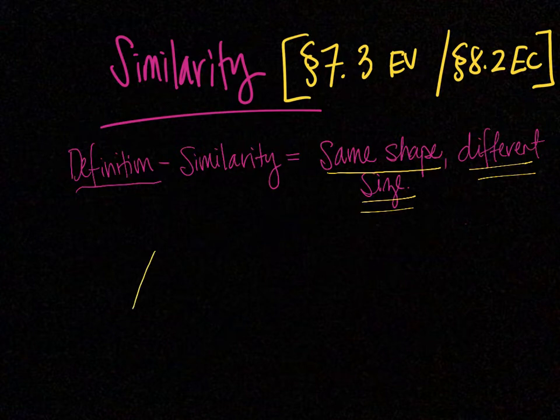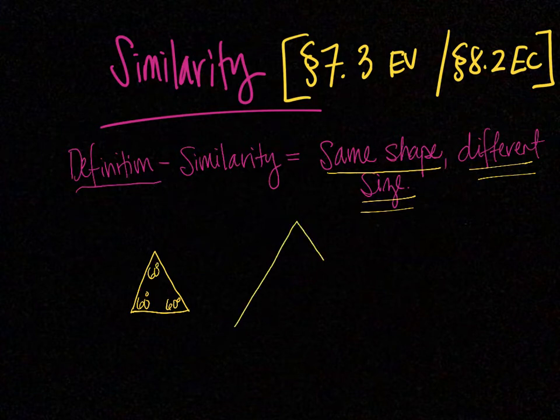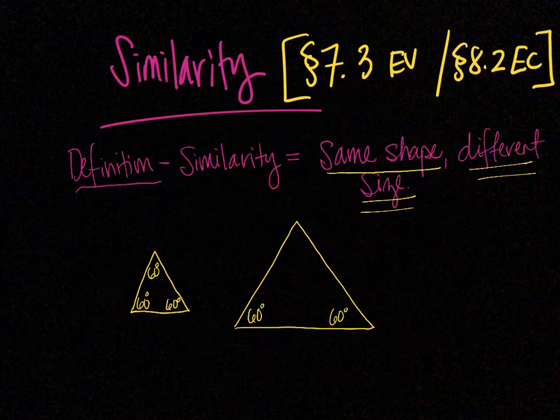I can draw an itty-bitty equilateral triangle. All the sides are the same. All the angles in an equilateral triangle are 60 degrees. So there's my tiny itty-bitty equilateral triangle. And then I can draw another equilateral triangle that is bigger. Now all these angles are still 60 degrees, and all its sides are equal to each other, but they're not equal to the first triangle that I drew. So these would be similar.